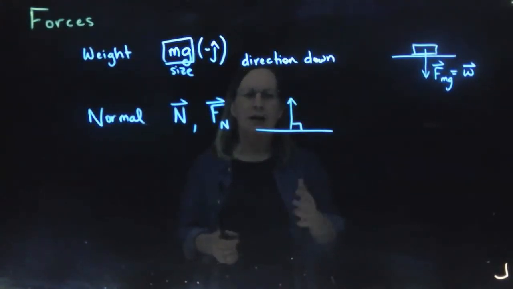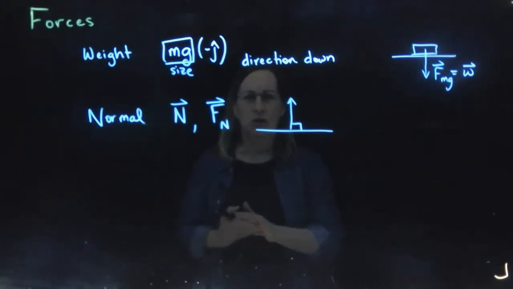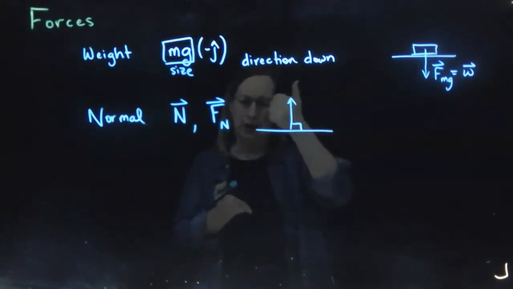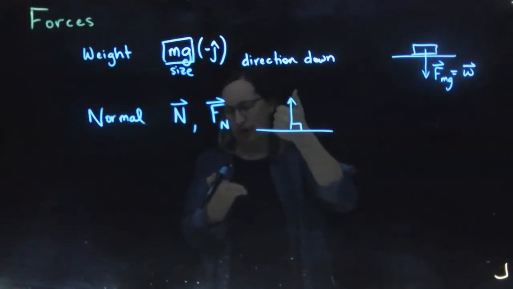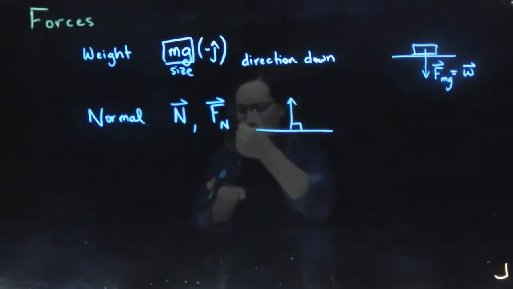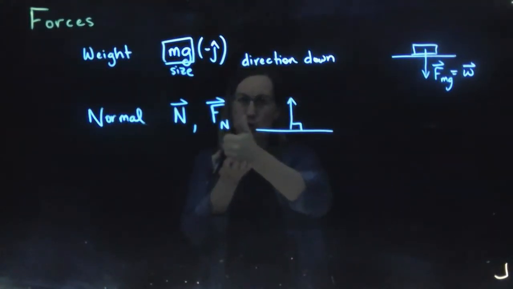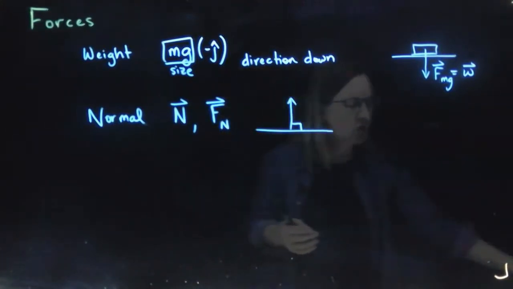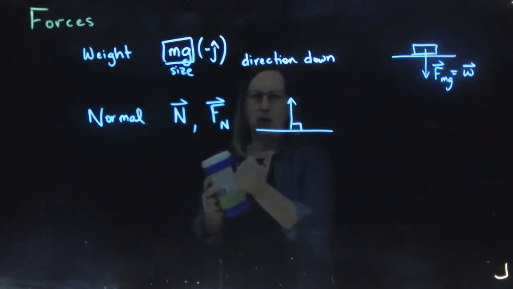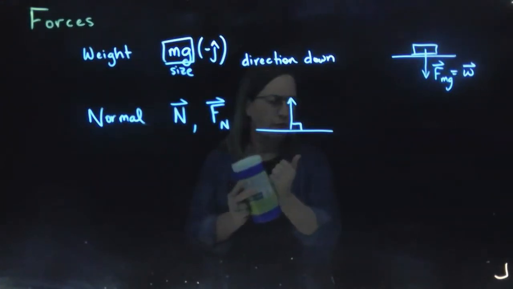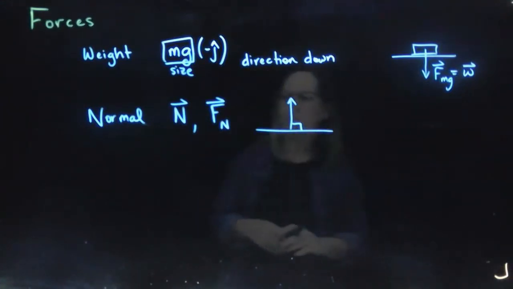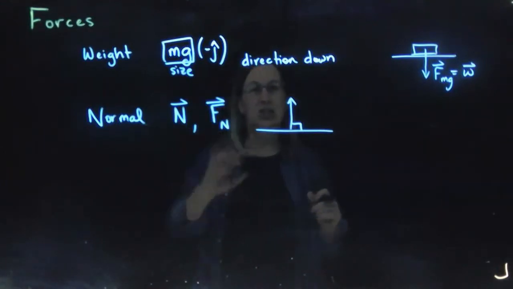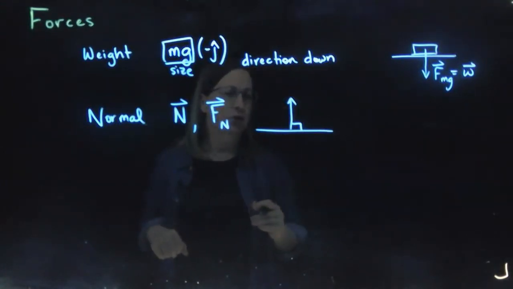An easy way to find the direction of the normal force is to put the base of your hand on the surface, and your thumb will point in the direction of the normal. So I put it there. If I have a curved surface, then notice my normal points out from there. So that's my normal force. That's the direction. It's perpendicular to the surface.